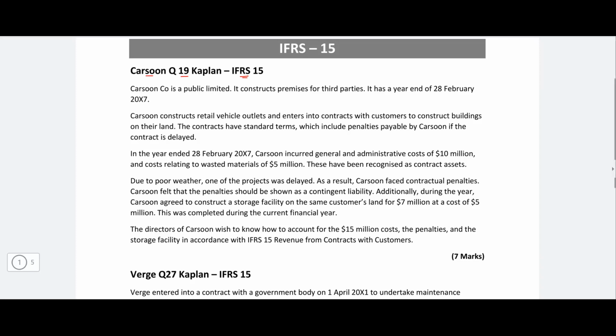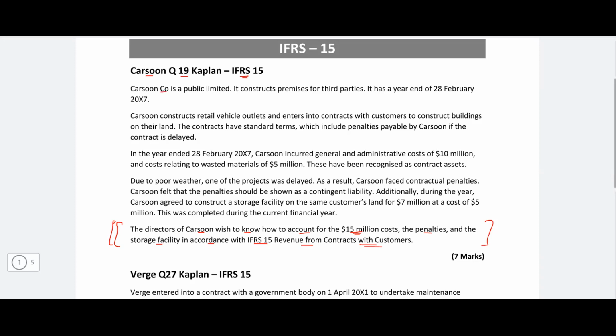The directors of Carsoon wish to know how to account for the 15 million cost, the penalties, and the storage facility in accordance with IFRS 15 Revenue from Contracts with Customers. So this is the requirement, and first of all we are just reading it. The directors need to know from you how to account for the 15 million cost. What is this 15 million cost? We'll see in the question. Basically, the penalties and the storage facility in accordance with IFRS 15. So make sure you remember all the things we have discussed within IFRS 15.